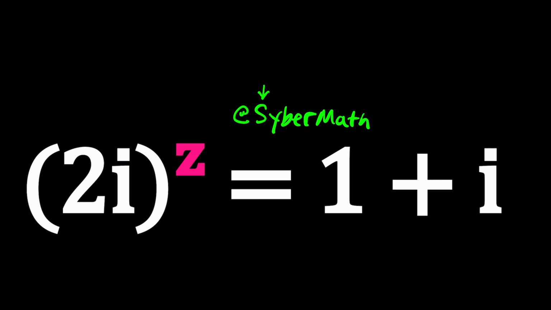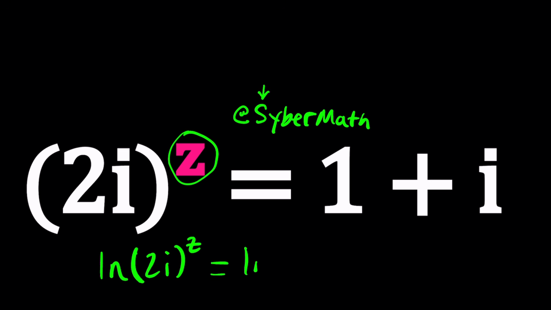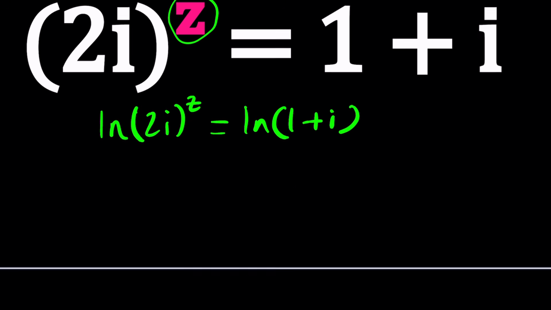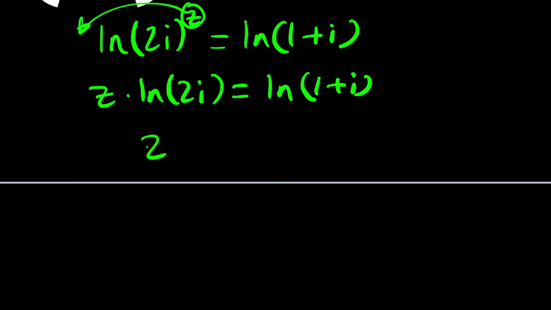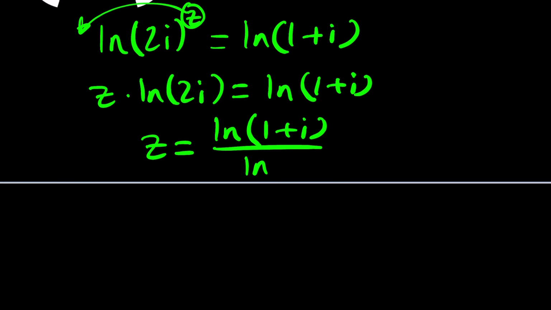Great, so we have this exponential expression, and obviously our goal is to solve for z. Can you just log both sides, like ln of 2i to the z equals ln of 1 plus i, and then just bring the z over here? From properties of logarithms, you get z times ln 2i equals ln of 1 plus i, and then divide both sides by ln 2i, whatever that means. You get ln of 1 plus i divided by ln 2i, and that should be the answer, right? Yes and no. Well, it could be one of the answers, but what does that mean?